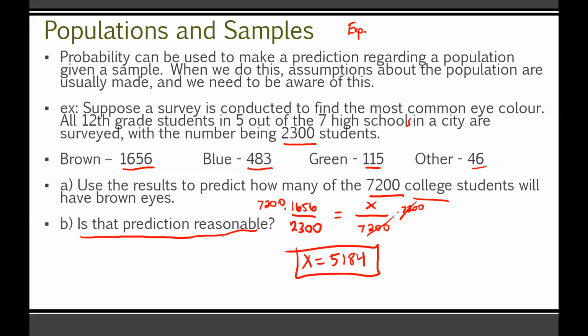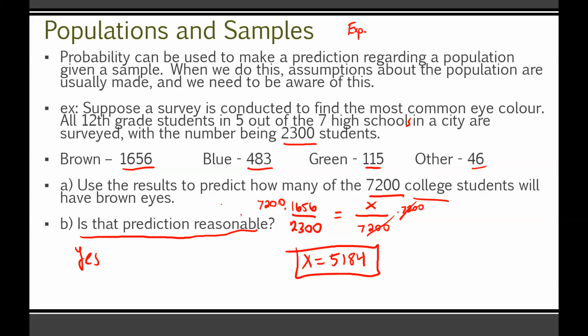Well, this is where you can debate this one way or another. Really, it's a matter of opinion whether this prediction is reasonable. Personally, I would say yes, it is reasonable because the eye colors of high school students and the eye colors of college students likely isn't any different. Not to mention our sample sizes for both of these, 2,300 and 7,200, those are pretty big sample sizes. So in other words, you're pretty much guaranteed a level of accuracy here.